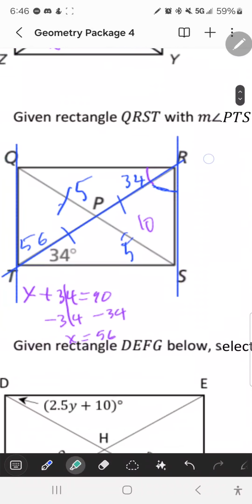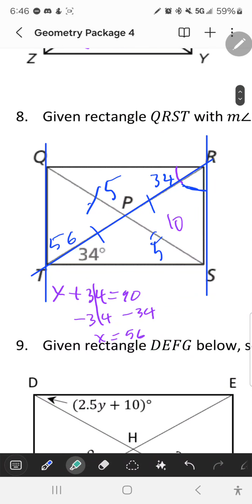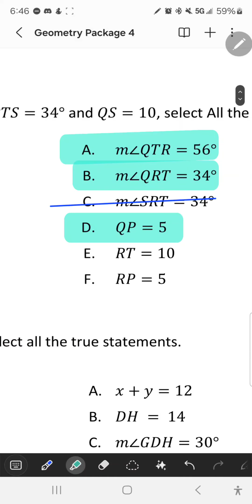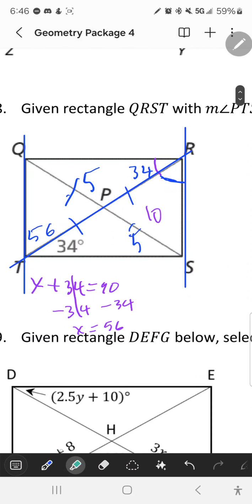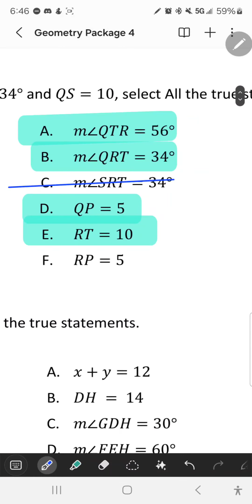Now, RT equals 10. RT is the whole line. One of the properties that I explained before is that the diagonals of a rectangle are equal. So if QS is 10, RT is going to be 10 as well. Now, RP equals 5. This is the same as before. We are dividing it in half, so this is 5 and this is 5 as well. The only one that is not true is the measure of SRT.